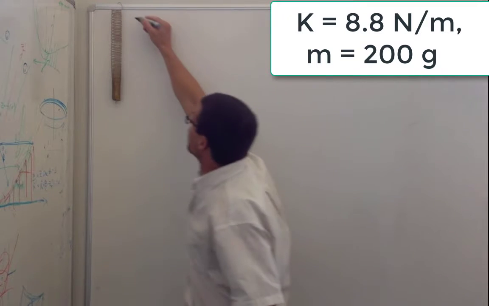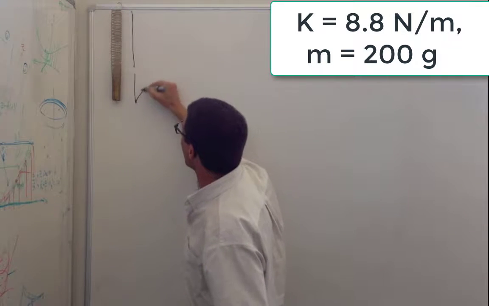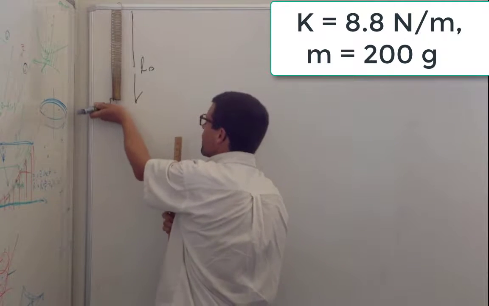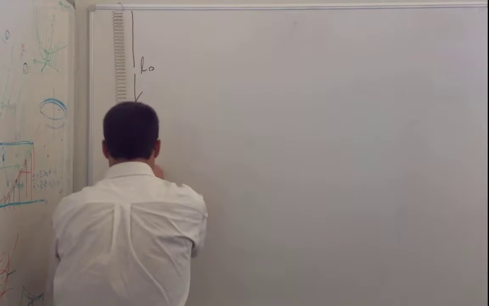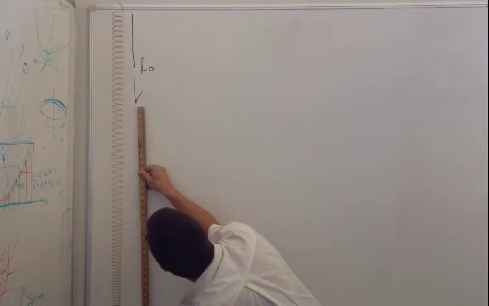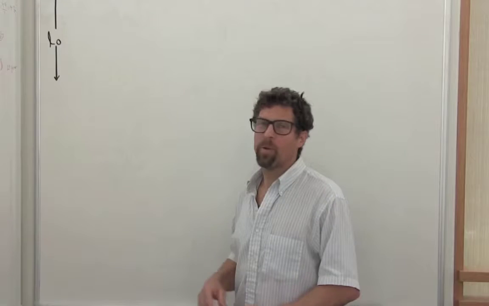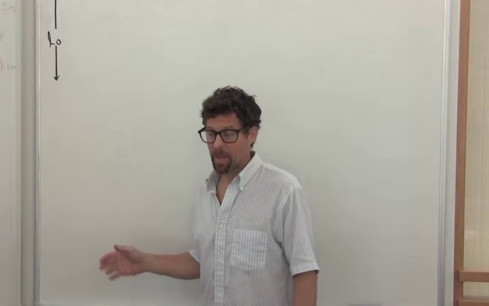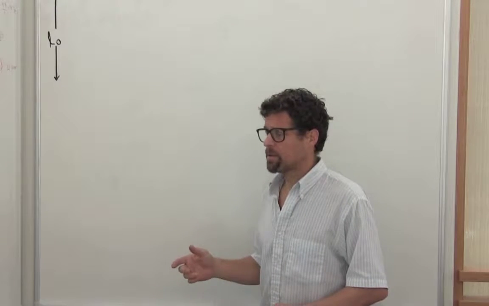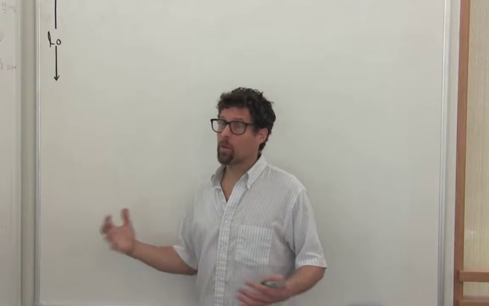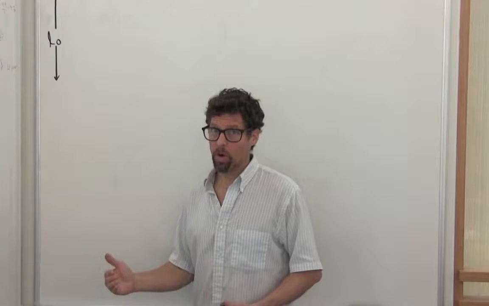So you can see we have L naught, the relaxed length, and then the stretch length of 1 meter down to here. I'm going to pick a lens to solve this problem. I'm going to pick the energy lens. Why? The motivation for an energy lens is going to be a conversion of energy, or where work is done.